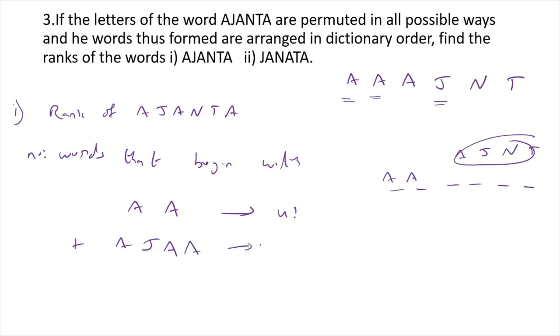All the words that begin with AJAA are going to be NT. So I have to arrange this NT in 2 factorial ways. So 2 factorial, plus all the words that begin with AJA, after A, the next alphabetical order is going to be N.